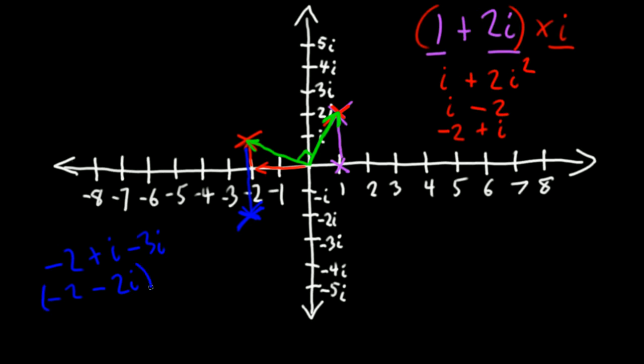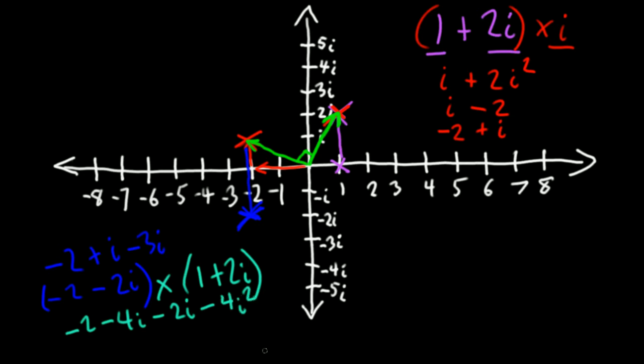What if we were to take this point and multiply it, let's say by a number that is 1 plus 2i, the number that we started with? Well, -2 times 1, that's -2. -2 times 2i, that will be -4i. Now -2i times 1 is minus 2i. And -2i times 2i, that's minus 4i squared.